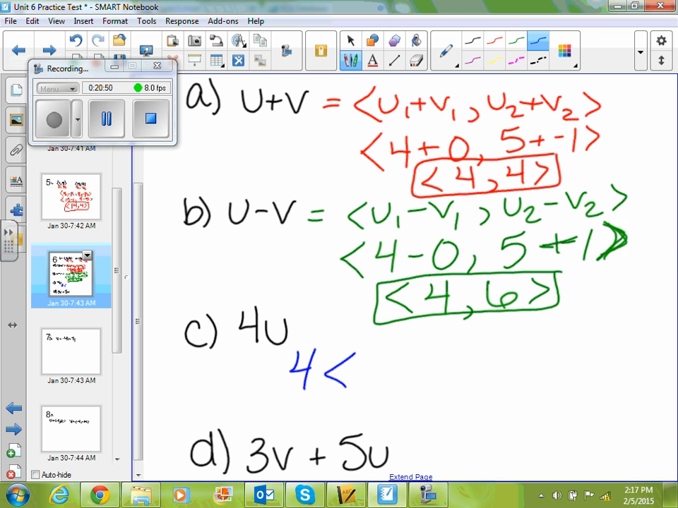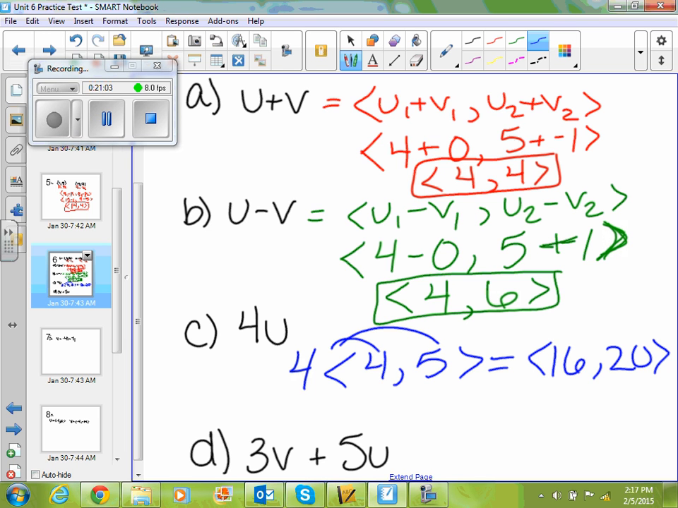For 4u, it just tells us we're taking u and we're multiplying it by 4, so u is 4, 5. And 4 times 4 is 16. 4 times 5 is 20.